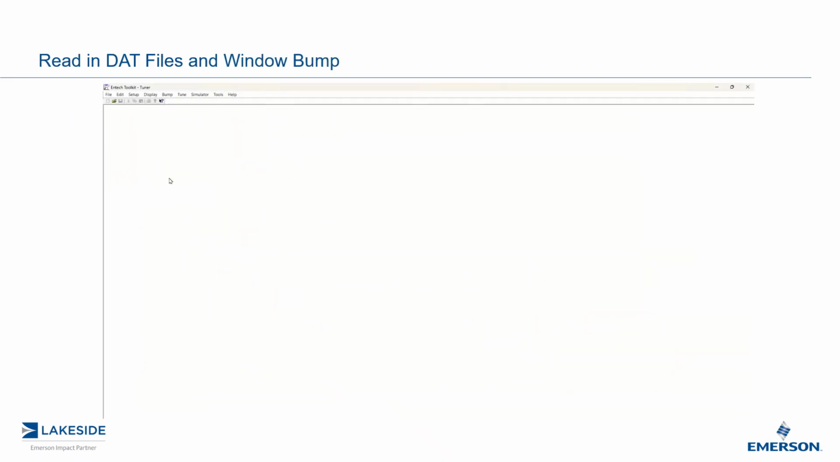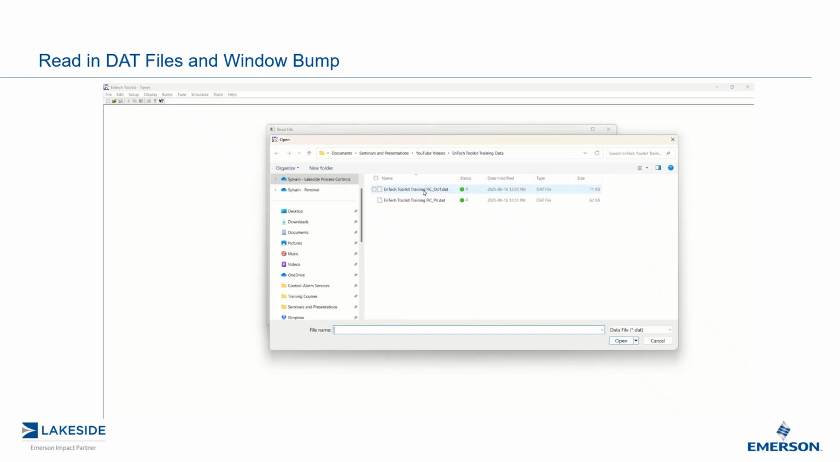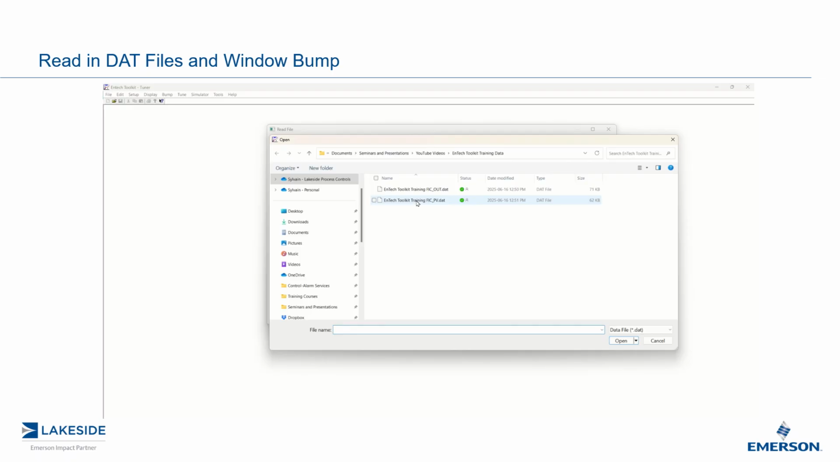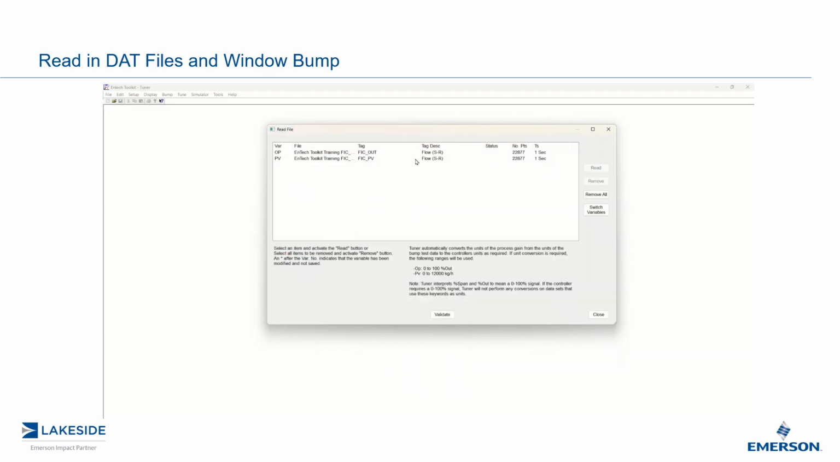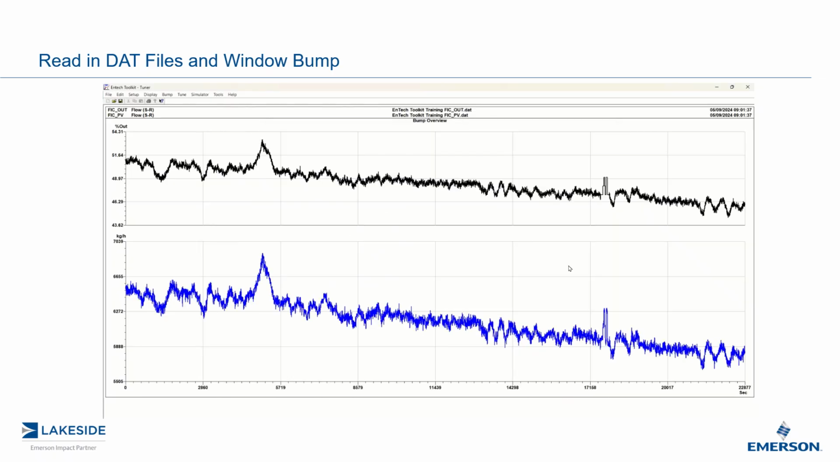So to read in the DAT files is pretty simple. You just click on the open file icon, read in file, and you pick the file you want to read. First we want to read the output, as it's outlined there. We're going to read in the PV next. This is for a flow controller. You can check the ranges, you can hit validate, and then validate again. Typically, you don't have to do much there.